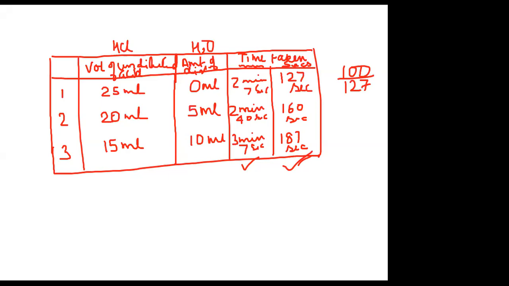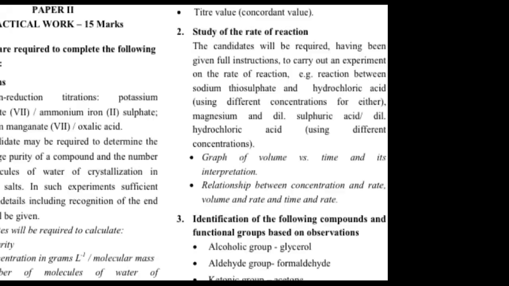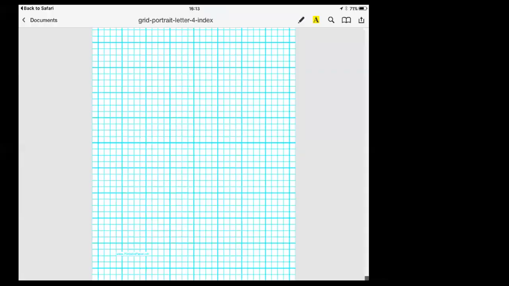Now what is the next step? Once this has been done, you will be required to plot a graph. Plot a graph for what? You will have to plot a graph for the volume of the undiluted acid against the time taken. I have a slide with me for the graph, and we'll try to draw that for you. So this is the graph I have with me. Now we will draw the graph.